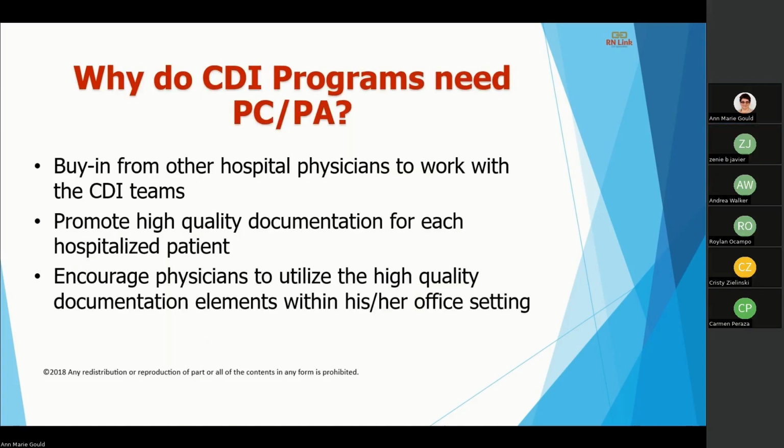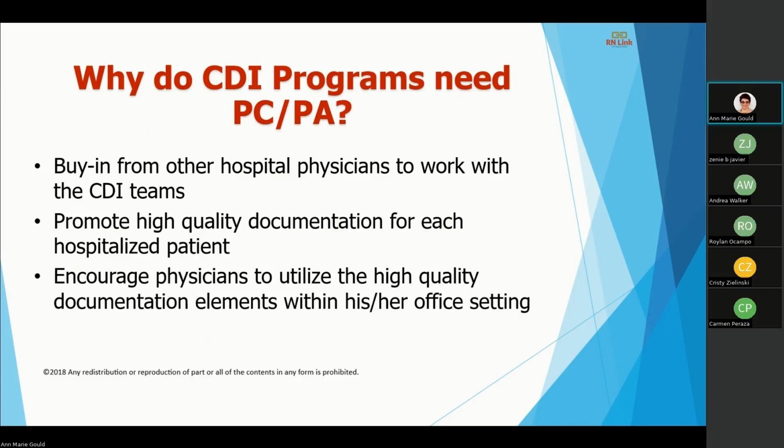So why does the CDI program need a PC or PA? Well, it's buy-in. It's getting the other hospital physicians to work with us, right? We definitely want to make sure we have buy-in from all the providers. And you promote high-quality documentation for each patient that's in the hospital. And you encourage physicians to utilize the high-quality documentation elements within his or her office setting as well.